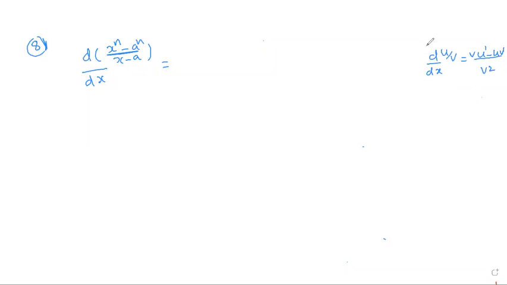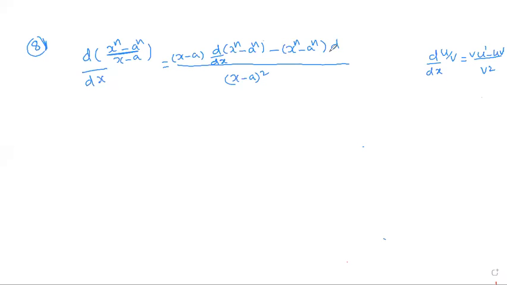Dash means derivative. Using this formula, everyone write down: first denominator squared, (x minus a) whole squared. Okay? Then denominator (x minus a) as it is, times the derivative of u, where u is x power n minus a power n, minus u as it is, (x power n minus a power n), times the derivative of v, that is x minus a.